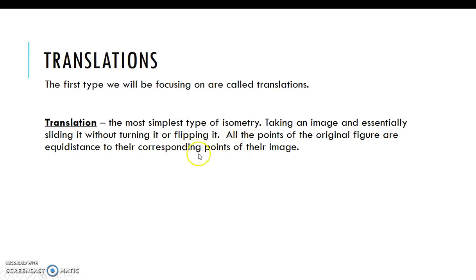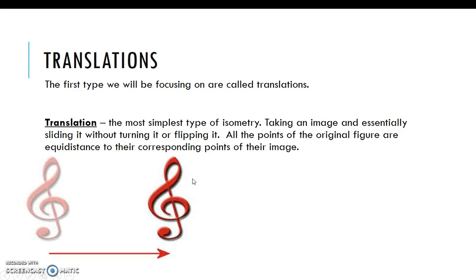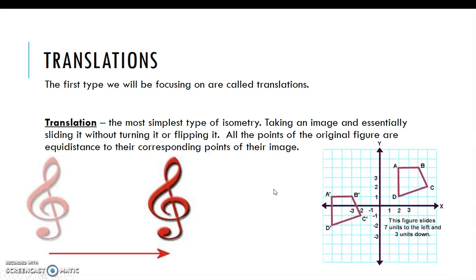Some people call translations slides. We're going to slide it to the left or slide it up and over. Here we have a musical note and it was translated to the right, or we slid it over. It appears to be an isometry or a rigid motion. A rigid motion preserves both distance and angle measure.